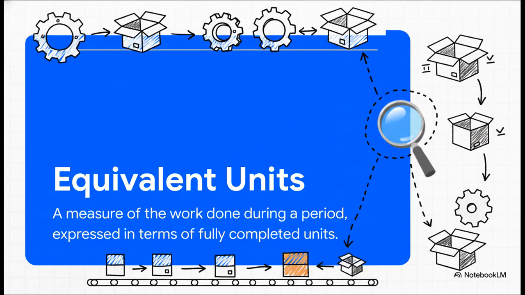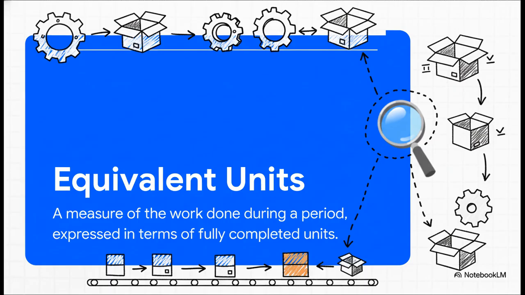Imagine you're building cars. At the end of the month, you have 100 cars that are completely finished. And you also have another 10 cars on the assembly line that are exactly halfway done. The question is, how much work did you do? Well, you did the work for 100 finished cars, plus the work for 10 half-finished cars.